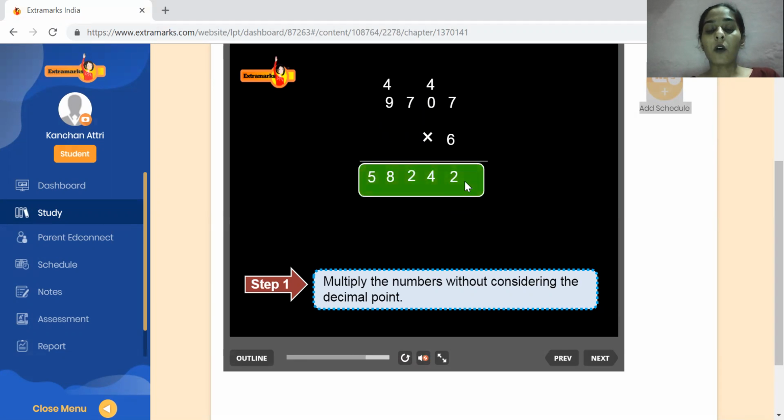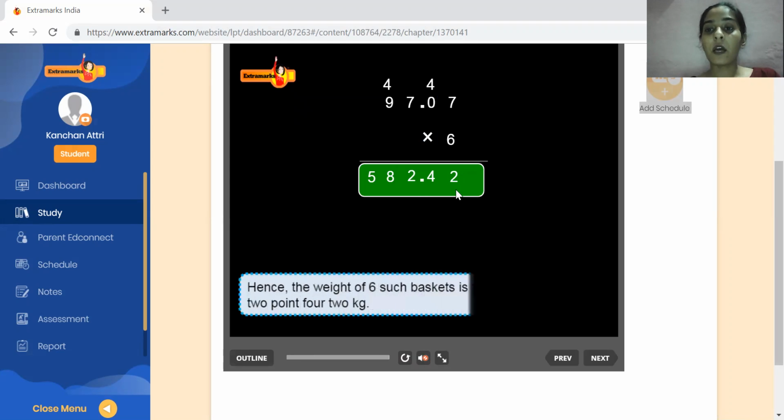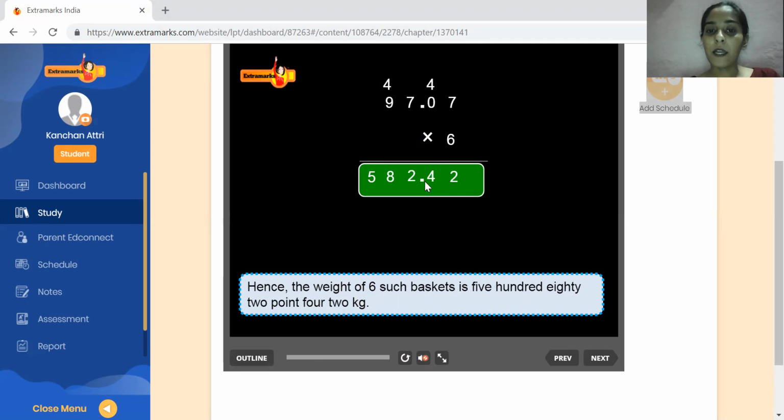And now we get 58,242. According to step 2, we have to count the decimal places after the decimal point. Count the total number of digits after the point in both the numbers together and place the decimal at the correct place. As you can check, in our multiplicand after the decimal we have two places. So in our answer, we leave two digits from the right side and place the decimal point here. And at last we get 582.42. I hope you all understand, class.